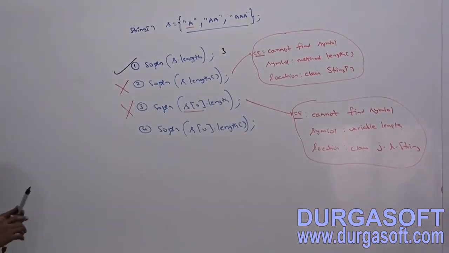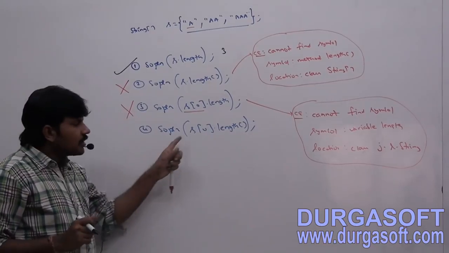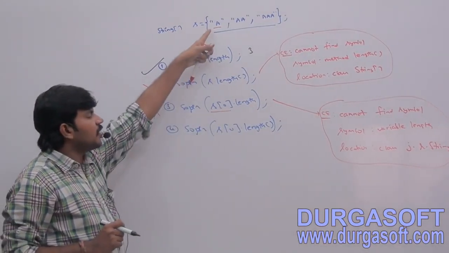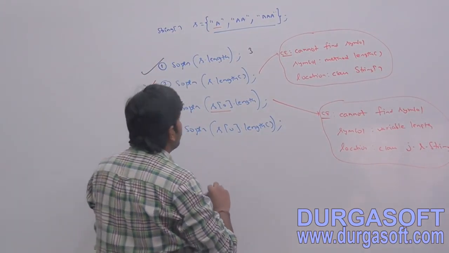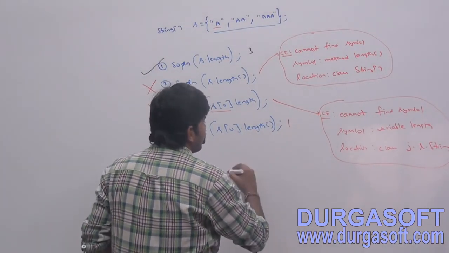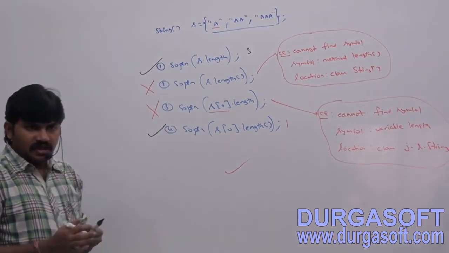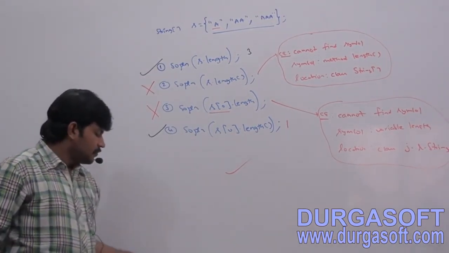Next, SOP of s of 0 dot length method. That is nothing but the length of the first element. Can you tell what the value is? 1 itself is the answer. Is any explanation required at this point?